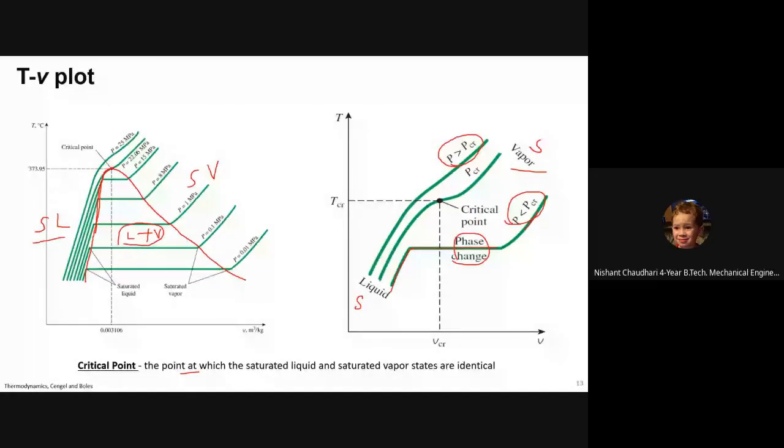Sir, then there will be no need of latent heat of vaporization to change the phase? Yes, so basically it becomes indistinguishable. Latent heat we define when we are going through this part of the curve. Here you keep on adding heat and the volume is increasing. Volume and temperature both are increasing.